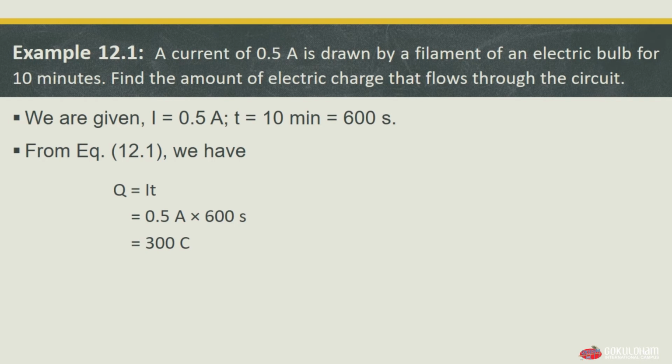Now we will see our example 12.1, according to which a current of 0.5 ampere is drawn by a filament of an electric bulb for 10 minutes. Find the amount of electric charge that flows through the circuit. We have the value of current as 0.5 ampere and time as 10 minutes, which is 600 seconds. Now from equation 12.1, which is our equation for electric current, I is equal to Q by T.